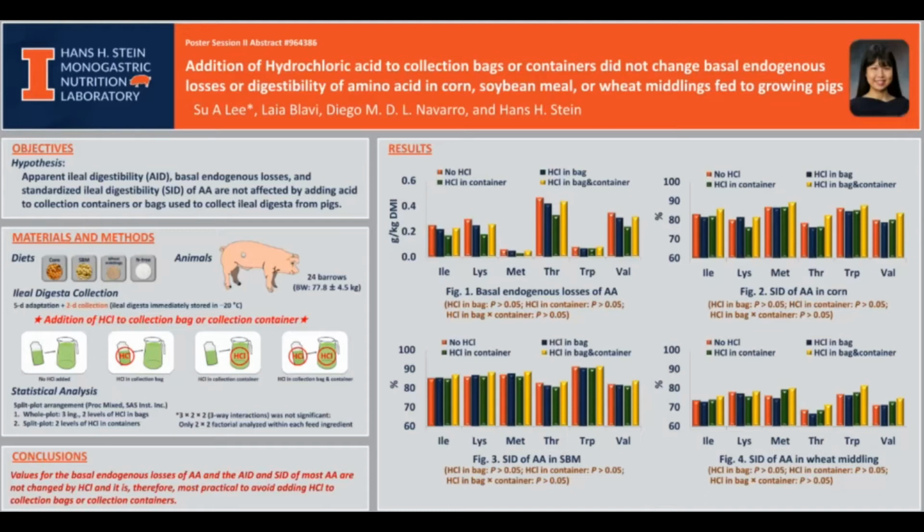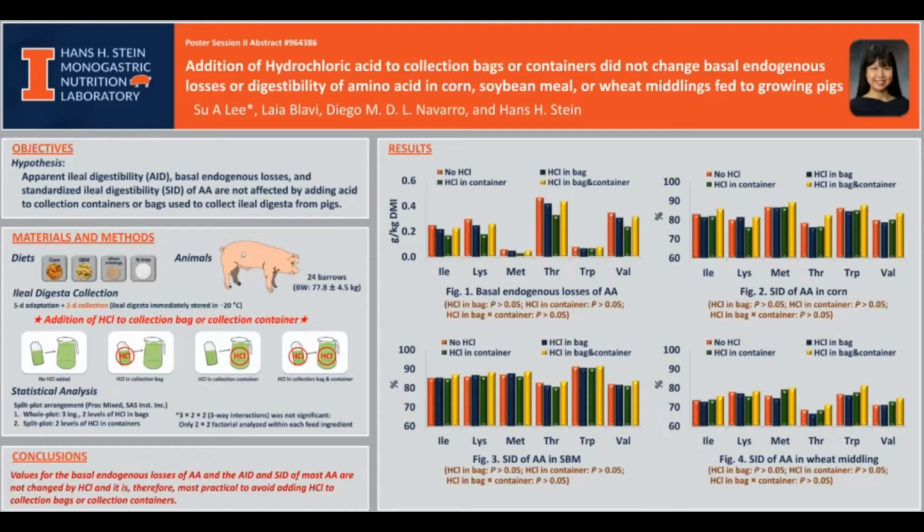24 barrows cannulated at the end of the ileum were used, and the initial body weight of pigs was approximately 78 kilograms. Therefore, there were 6 replicates per diet. During the collection period, all ileal digesta were immediately stored in a -20 freezer.